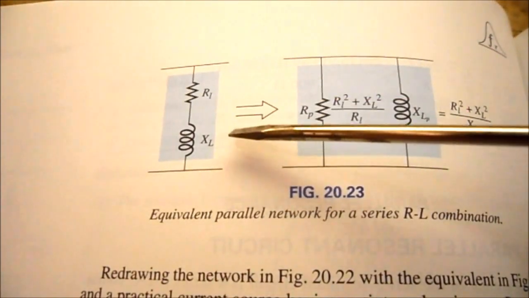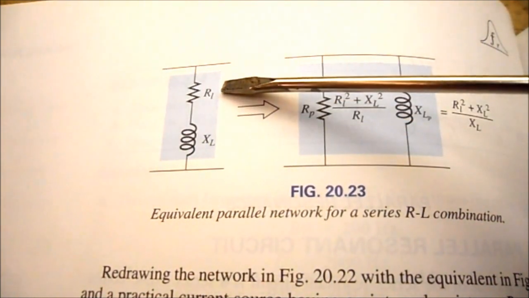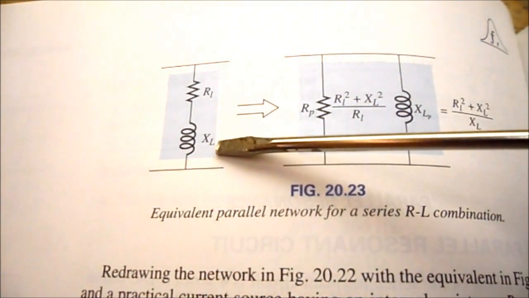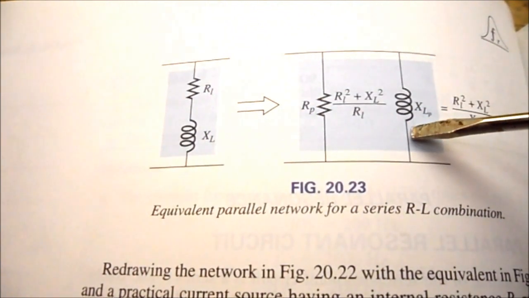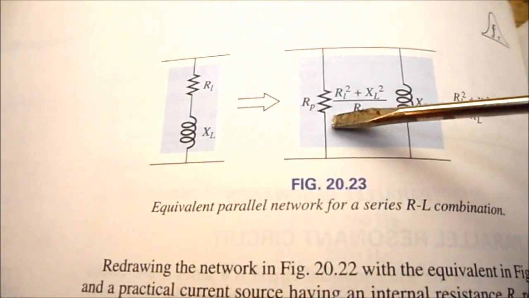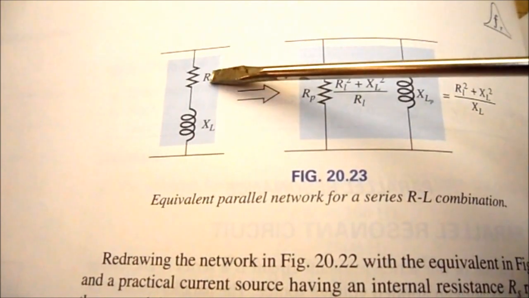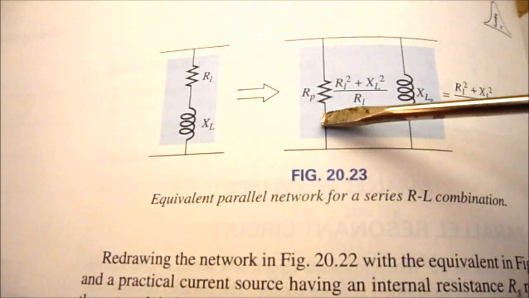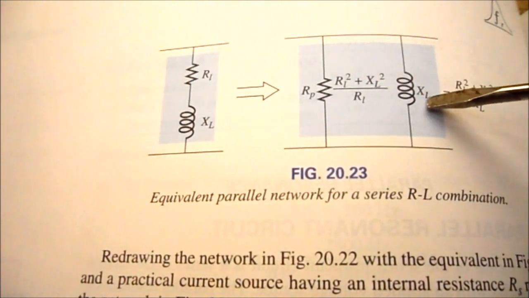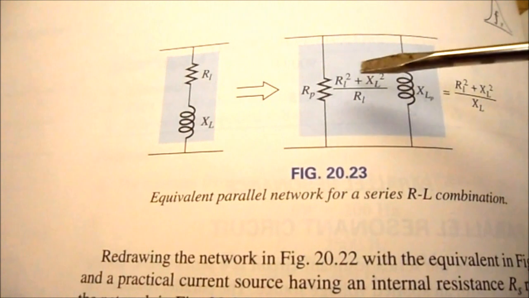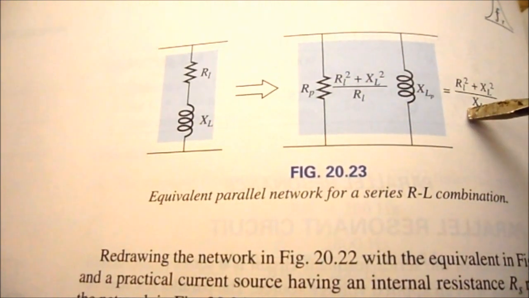Unfortunately, inductors are not 100% inductors. They do have a resistive element to them, so we have to be able to convert from a series to a parallel type circuit, and for this we need to reference our textbook, and we can see that we can convert R in series with XL to R in parallel with XL. So now XL becomes purely inductive, and it's in parallel with a resistor. And these are the formulas that we're going to be needing today.